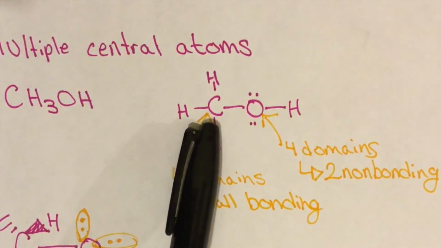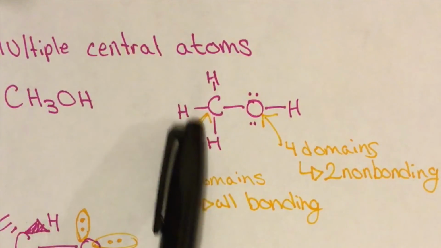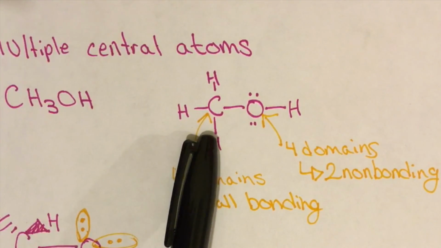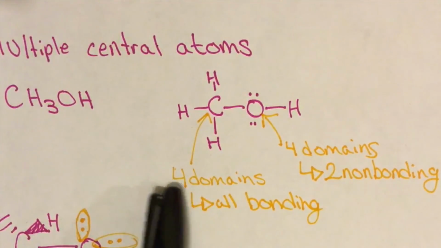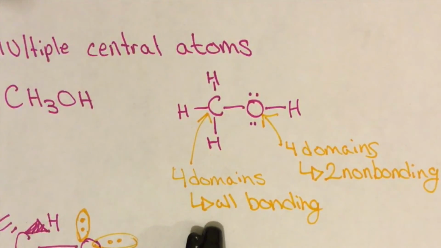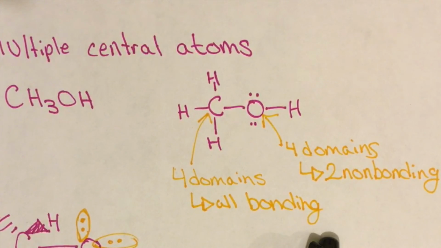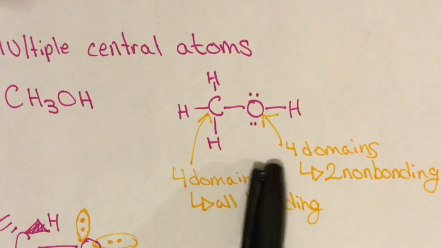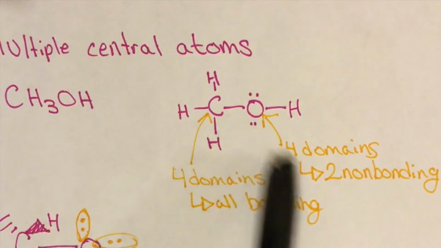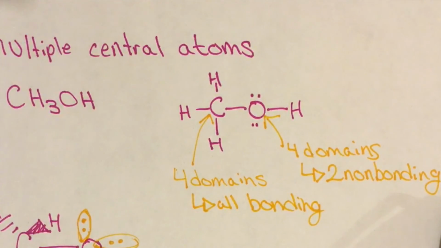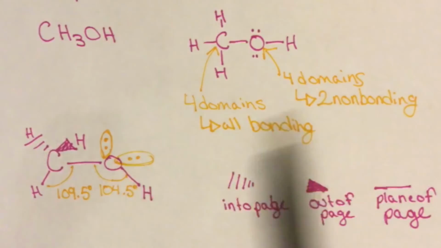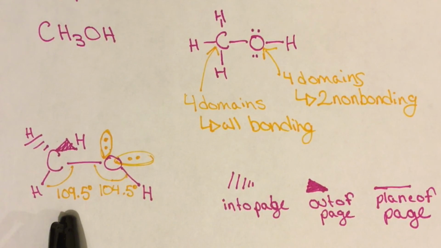So what we do is we determine 2 shapes. One shape around the carbon as the central atom, and another shape around the oxygen as the central atom. So in those 4 domains, all of the carbon's domains are bonding domains. This is going to result in a tetrahedral shape. Around the 4 domains of the oxygen, 2 of them are non-bonding domains. So this is going to result in a bent shape. My final shape or drawing is going to look like this.